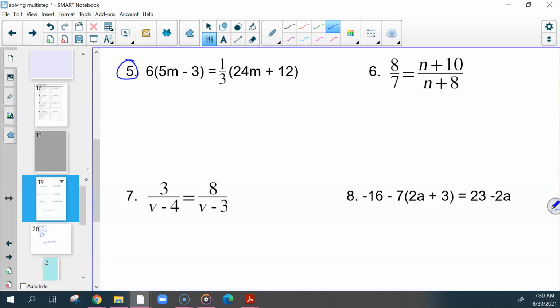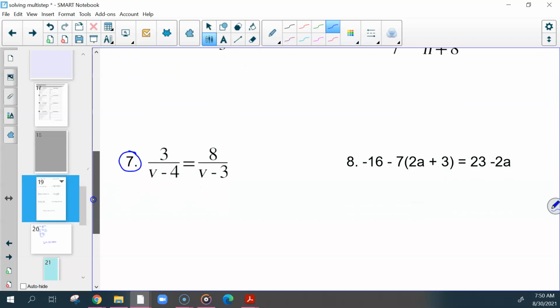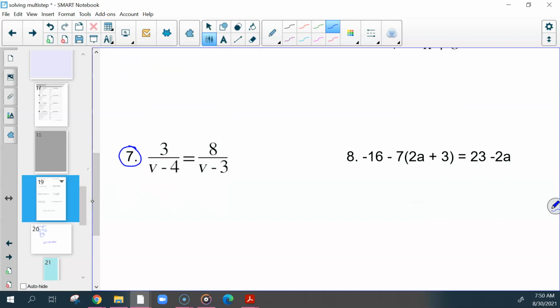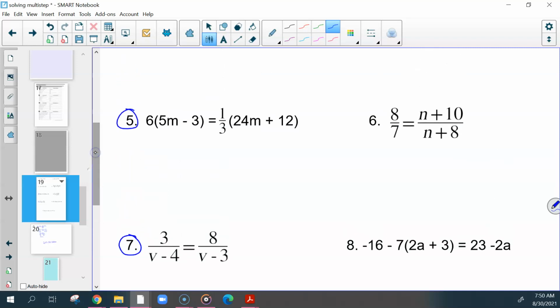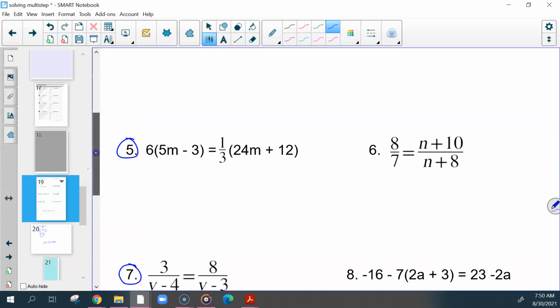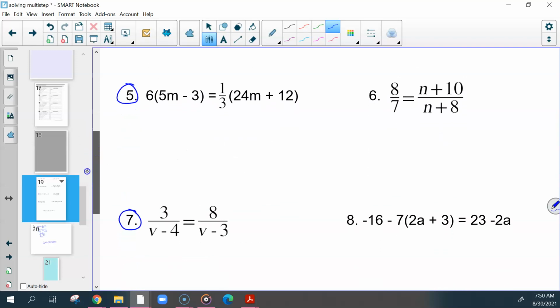Number 7. Any others? So we'll do 5, we'll do 7. And then I'll give you some time to work through those, and then we'll go on to our last set of notes for this.